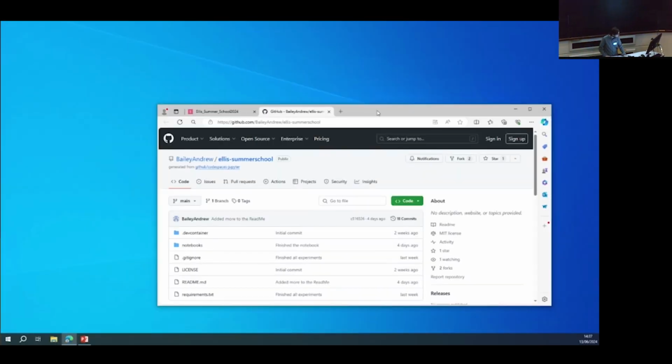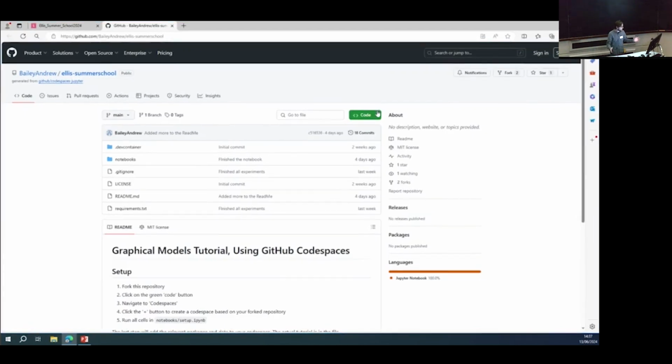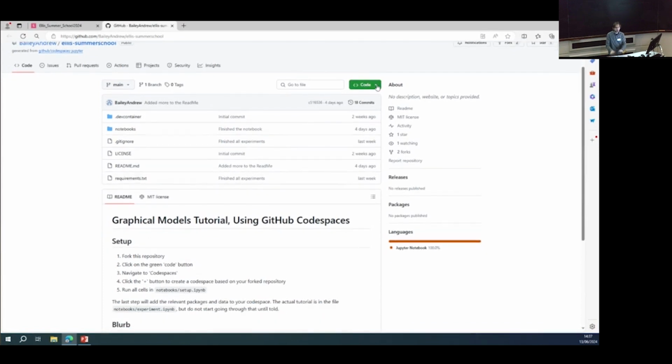If you click the link, you should arrive at a GitHub repository, and it has some instructions on there, but I'll walk you through it. You should have a GitHub account. We already asked.